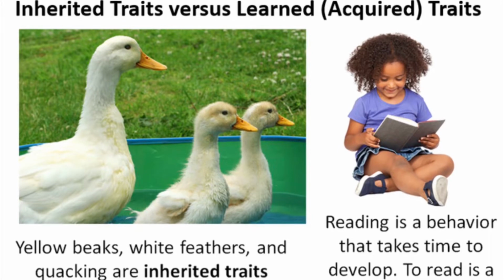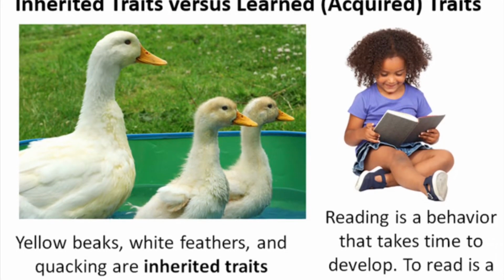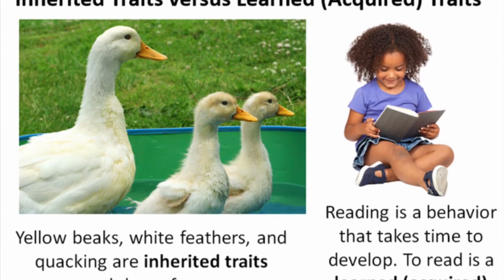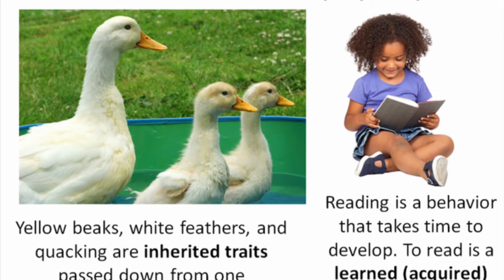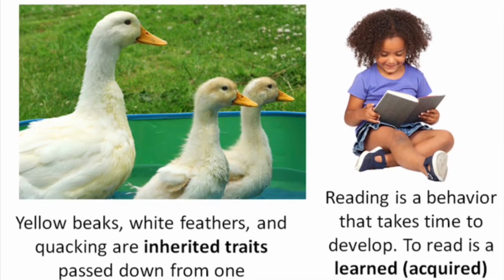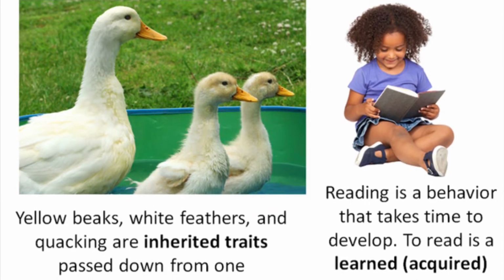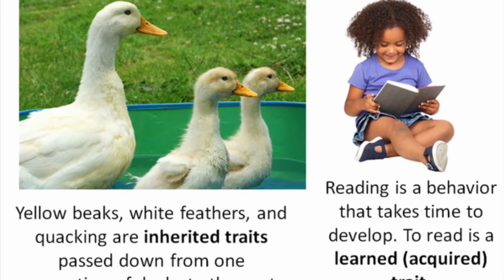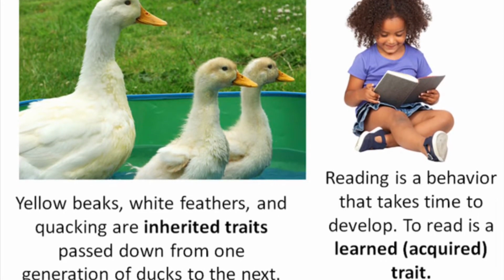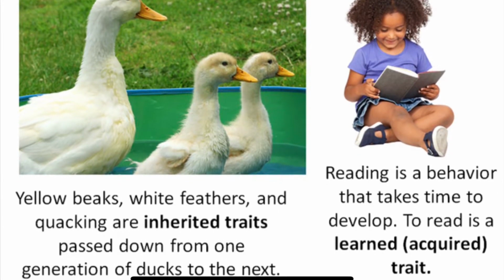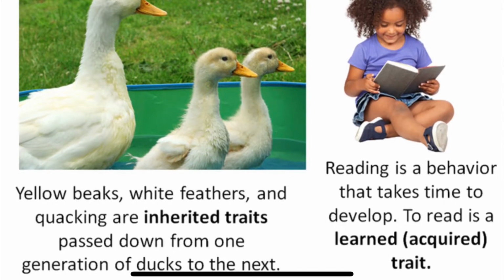Inherited traits versus learned traits. On the left side, you see all these ducks. Yellow beaks, white feathers, quacking are inherited traits passed down from one generation of ducks to the next. On the right side, you see a student reading. Reading is a behavior that takes time to develop. To read is a learned trait or acquired trait.